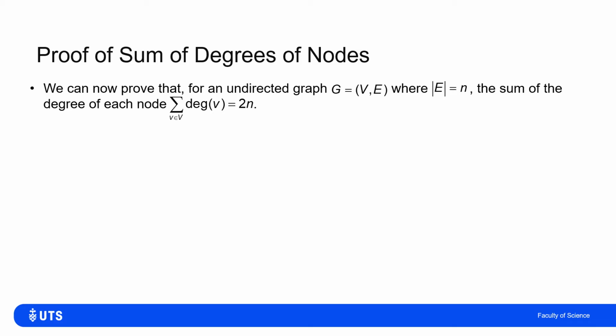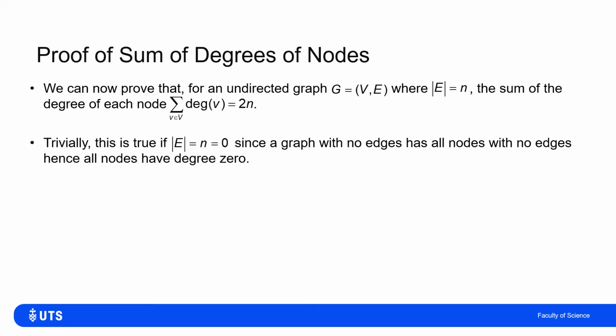Now I've got a few nice proofs that we can do in simple graph theory. If I've got an undirected graph where I have n edges, so the cardinality of the set E is n, then if I add up the degrees of the nodes, I will get twice the number of edges. Now this is quite straightforward to see for very small graphs. If I have no edges, then every node has degree 0, so I add up a load of zeros. Unsurprisingly, I get the answer 0.